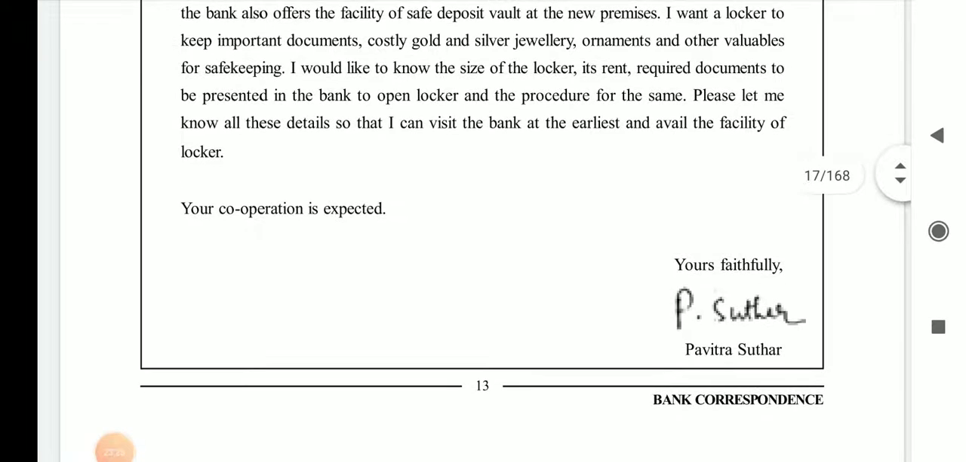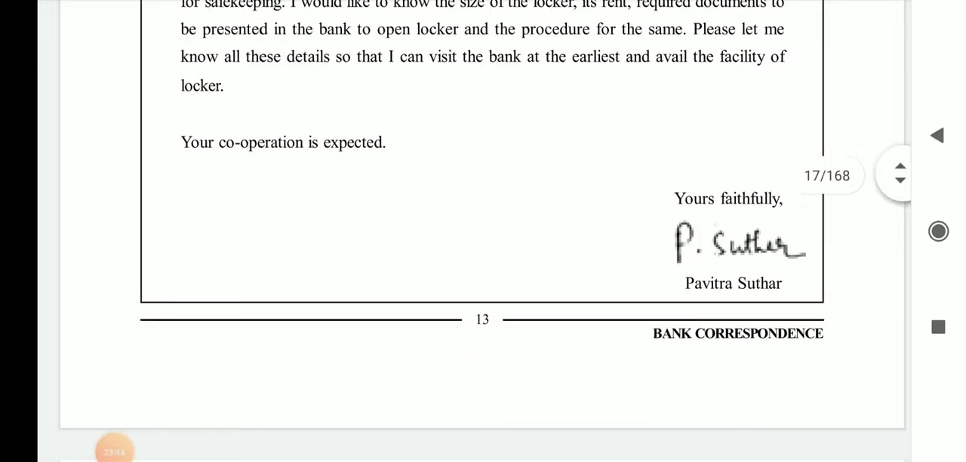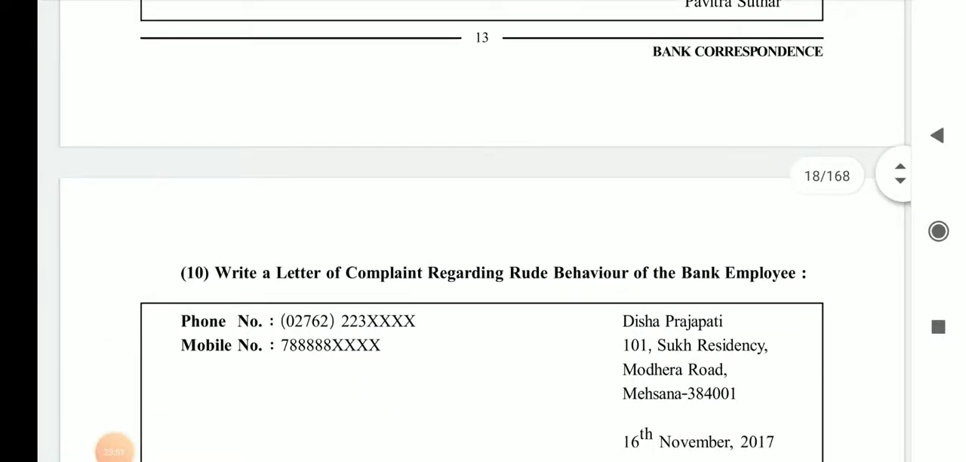Please let me know all these details so that I can visit the bank at the earliest and avail the facility of the locker. Also, the lady wants to know when the facility of the locker will be available and what the procedure for the same is. Your cooperation is expected. Yours faithfully and the lady's name.